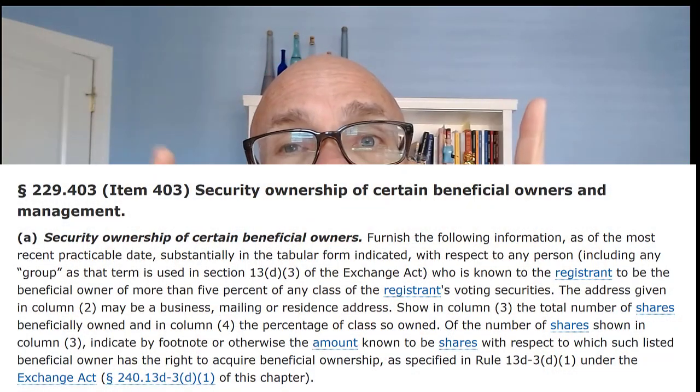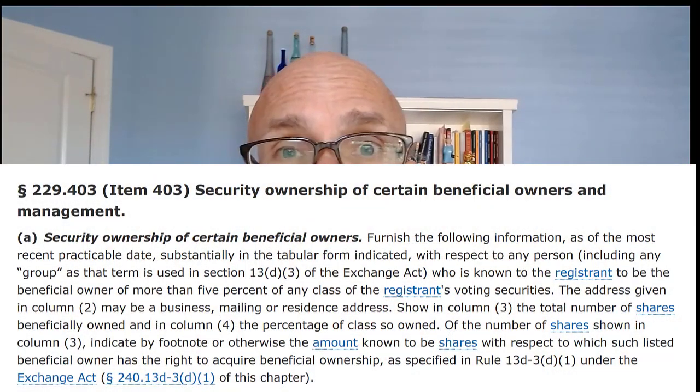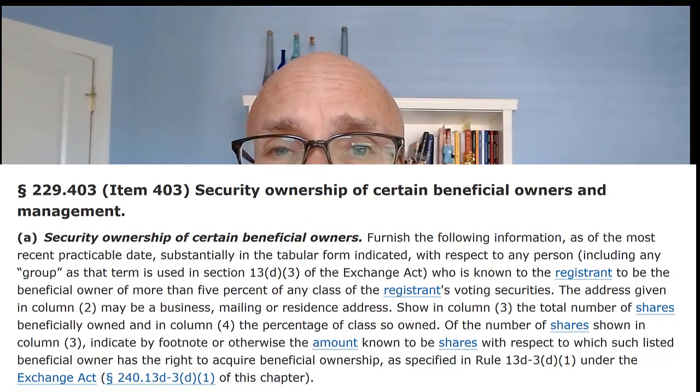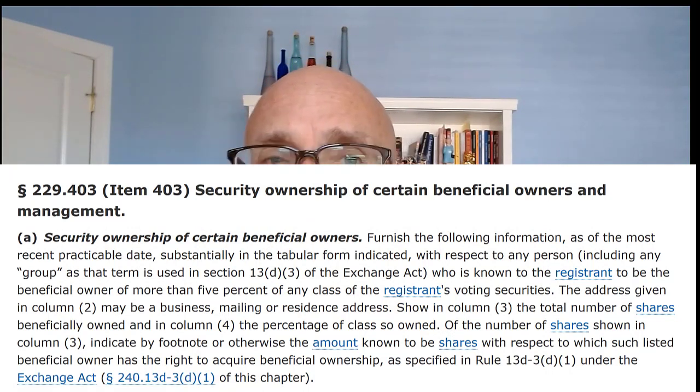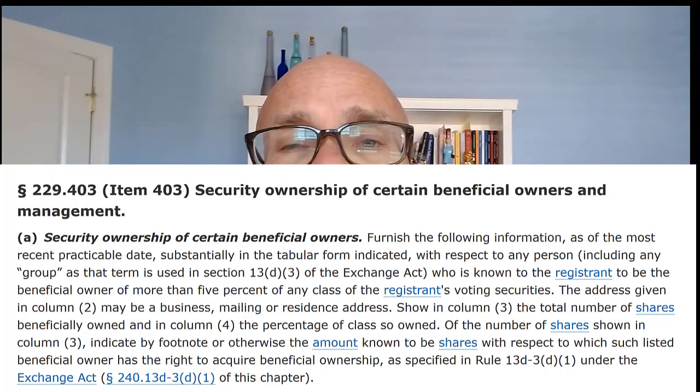Under Item 403(a), any person, including any group, as that term is used in Section 13(d)(3) of the Exchange Act, who is known to the company to be the beneficial owner of more than 5% of any class of the company's voting securities. A company's 401(k) plan should be listed in this beneficial ownership table, assuming it holds more than 5% of a company's stock, only if the plan trustee has the power to vote or dispose, which usually isn't the case because the plan participants typically have that power.